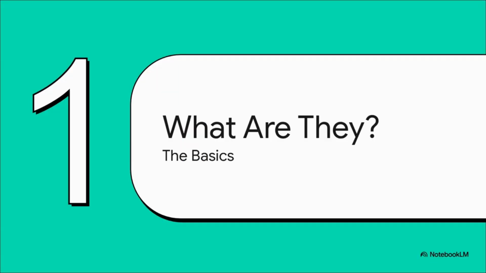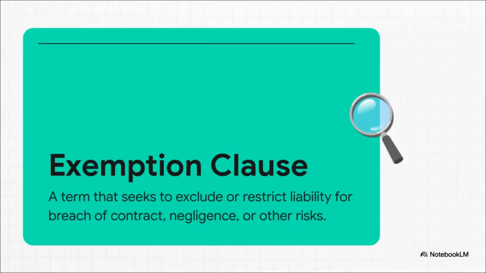First up, what exactly are we dealing with here? We've got to know what an exemption clause is before we can start picking it apart. So, in plain English, it's a clause where one side basically says, hey, if something goes wrong, I'm either not responsible at all, or I'm only on the hook for a certain amount. It's really just a way for parties in a contract to decide who carries the risk.